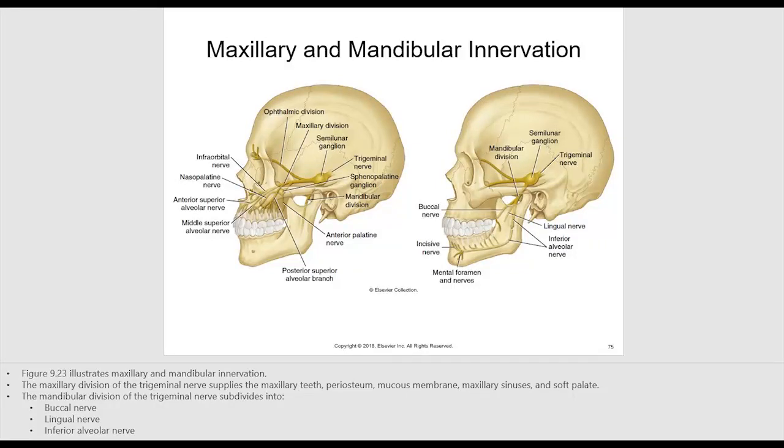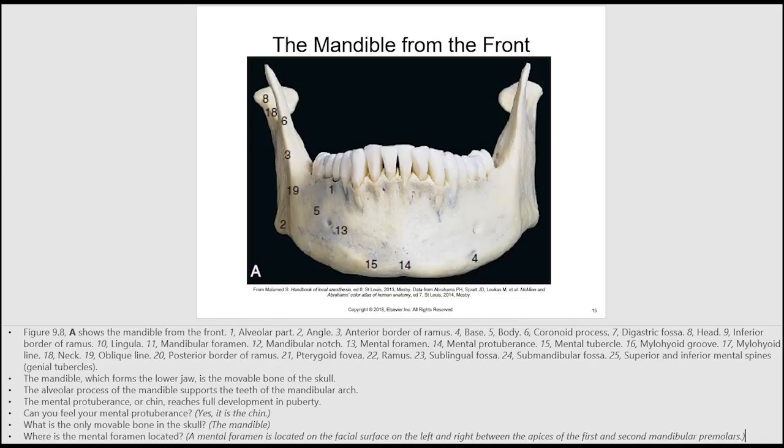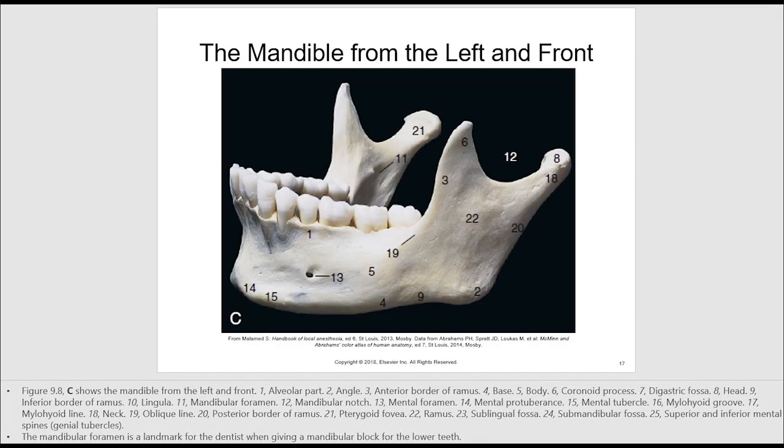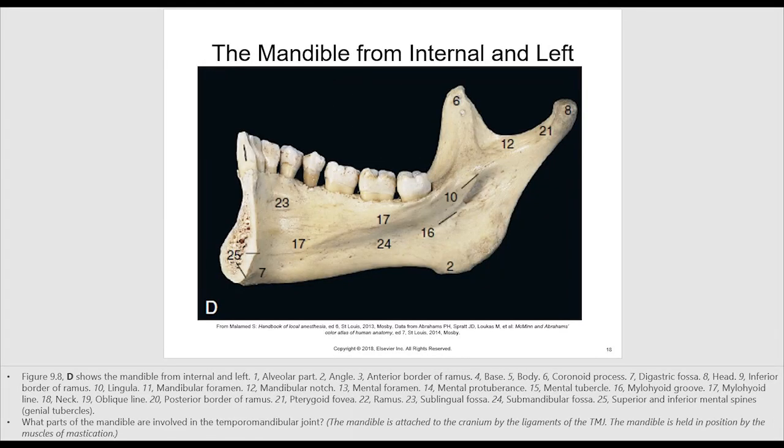Another very important difference between the maxillary bone and the mandibular bone to keep in mind is that the maxillary bone is made of spongy bone and the mandibular bone is made of compact bone. Again, maxillary bone is made of spongy, or we also say cancellous bone. It's much softer compared to the mandibular bone, and the mandibular bone is a compact bone and it's much harder.